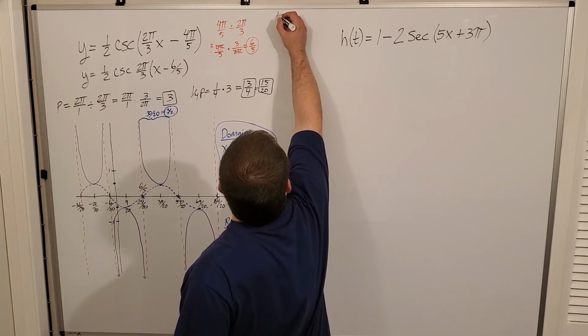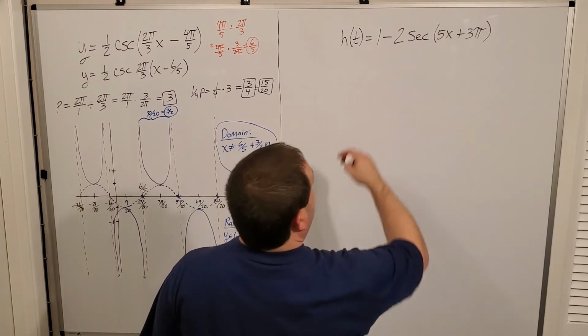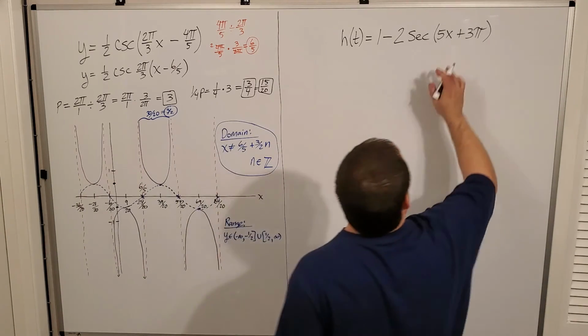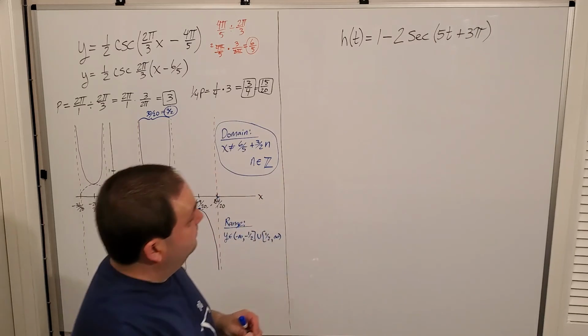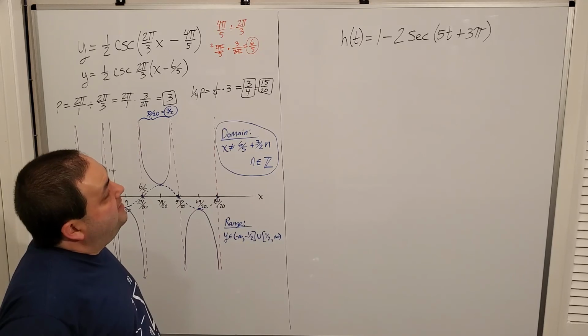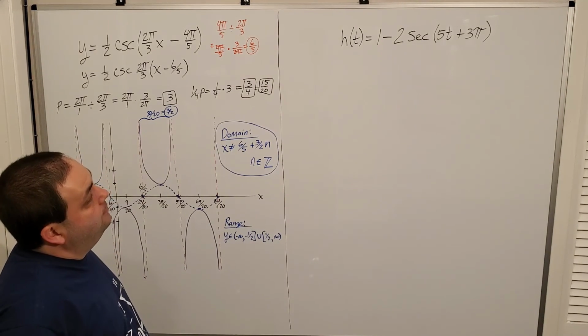Okay, let's separate this here. And then let's get started on the next function here. H of t is, whoops, made a boo-boo. I hope you caught it. Should be a t, not an x. H of t is 1 minus 2 secant of 5t plus 3 pi.